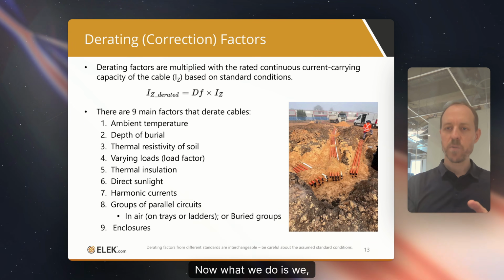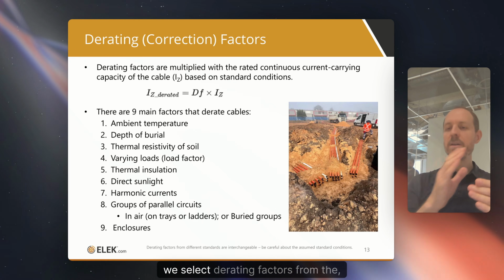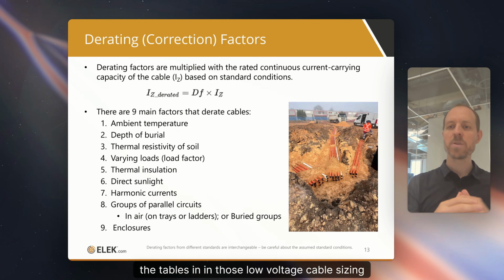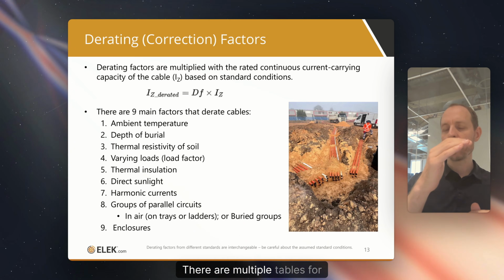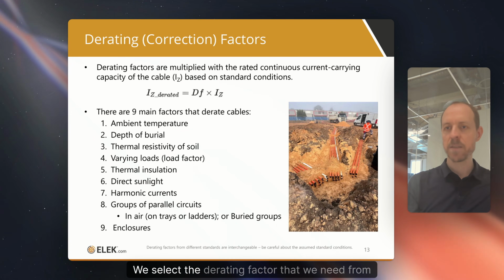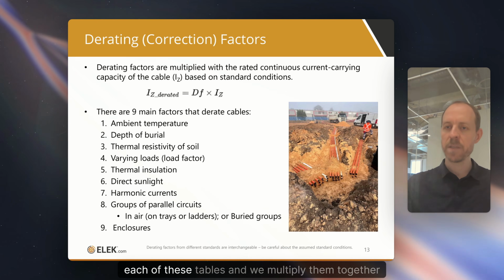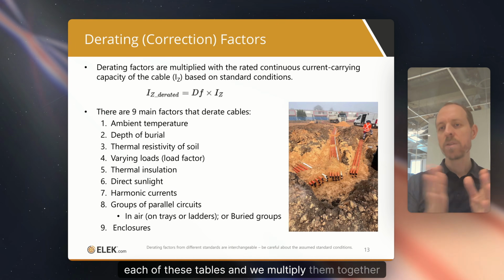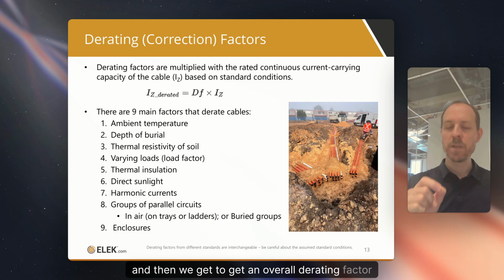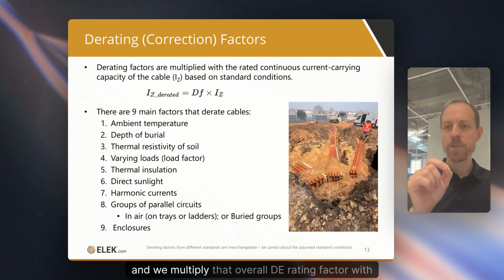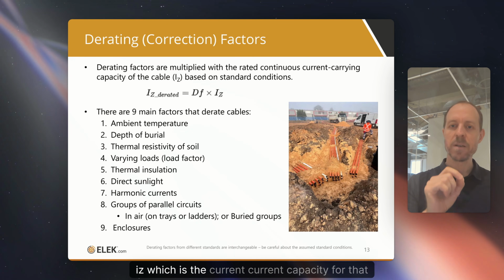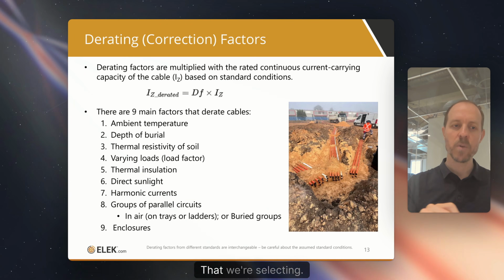Now, what we do is we select derating factors from the tables in those low voltage cable sizing standards. There are multiple tables for these different factors. We select the derating factor that we need from each of these tables, and we multiply them together, and then we get an overall derating factor, and we multiply that overall derating factor with Iz, which is the current capacity for that cable that we're selecting.